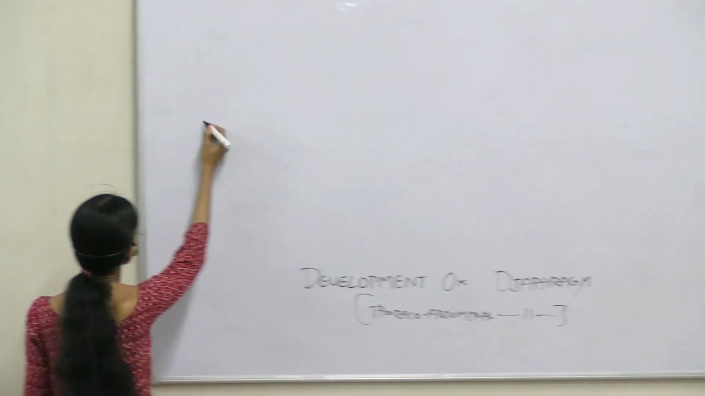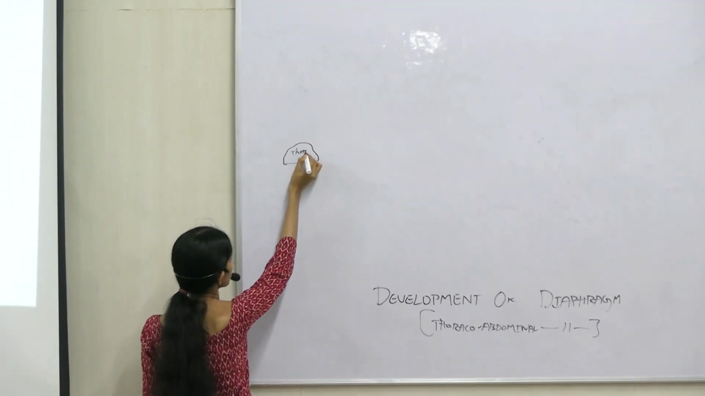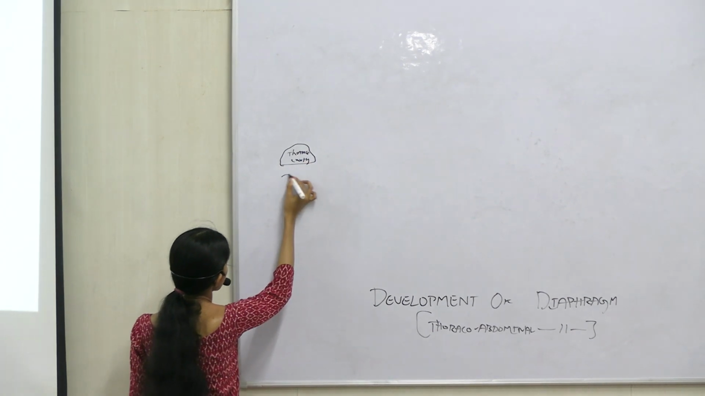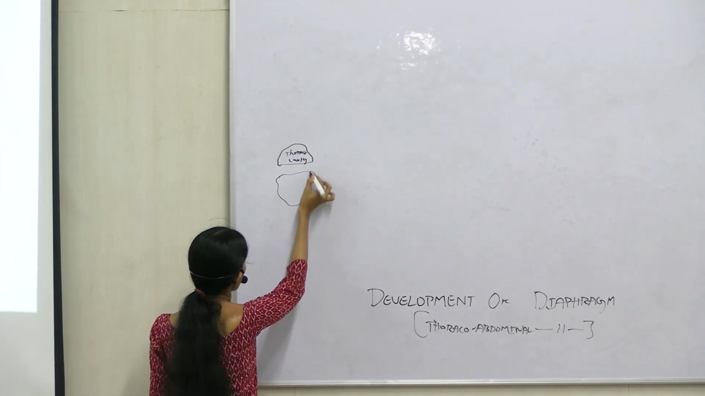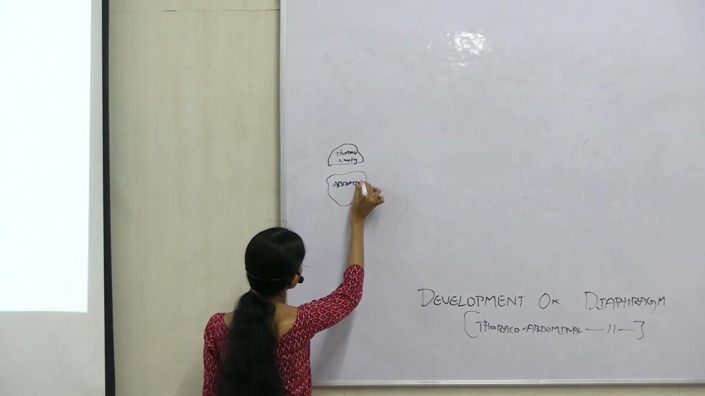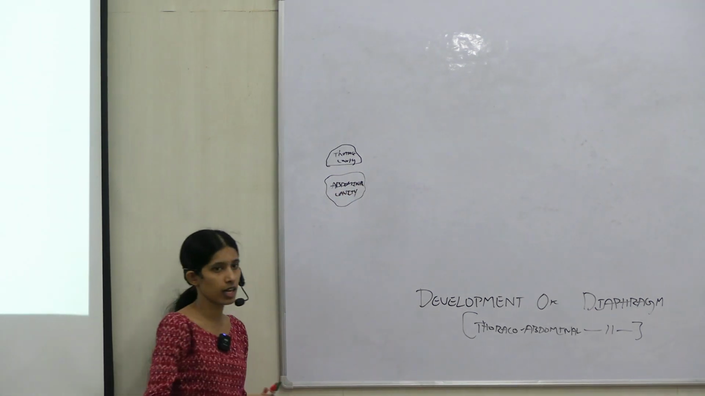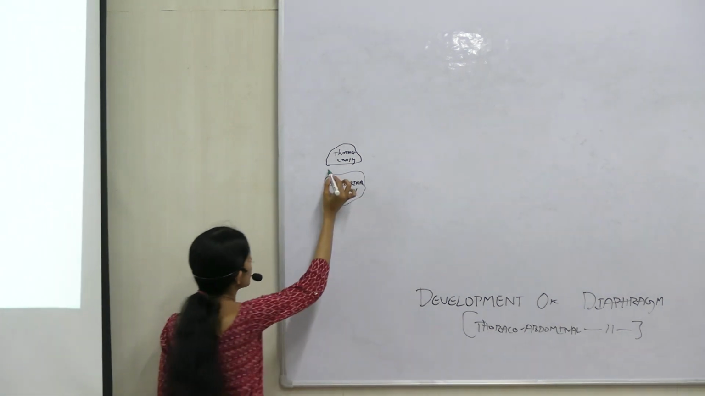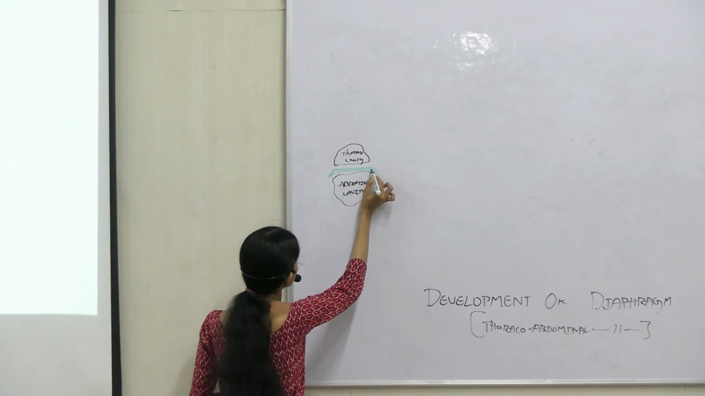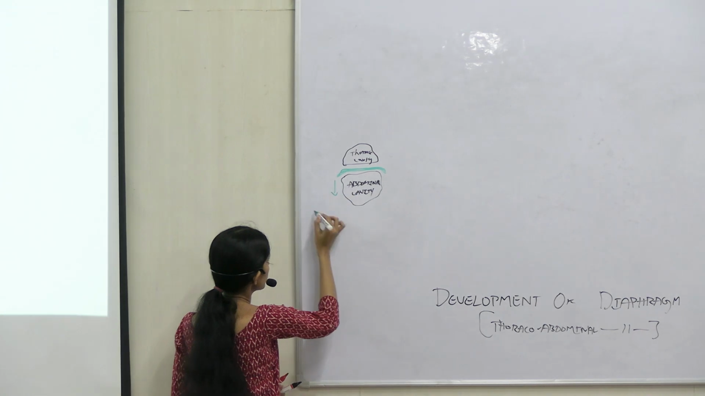Okay. Now imagine this is your thoracic cavity and here we have the abdominal cavity. Between the thoracic cavity and abdominal cavity we have diaphragm. Okay. This is the diaphragm.